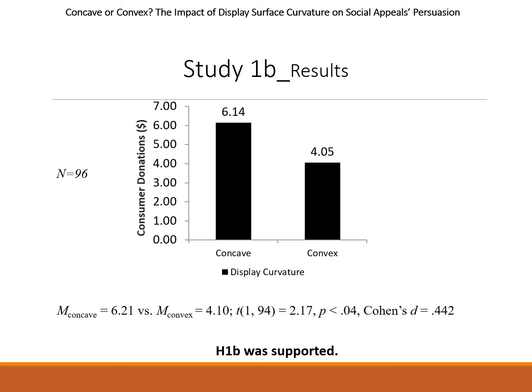So here are the results. As expected, the results reveal that participants donated more money when they viewed the charitable appeal on a concave board versus a convex board. Therefore, hypothesis 1B was supported. It shows that a charitable appeal is more persuasive in soliciting donations when the appeal is displayed on the concave versus convex surface.